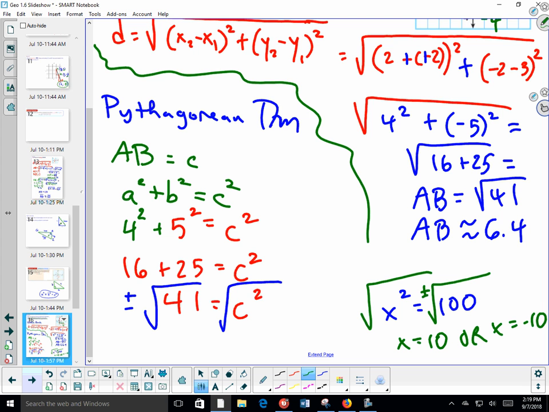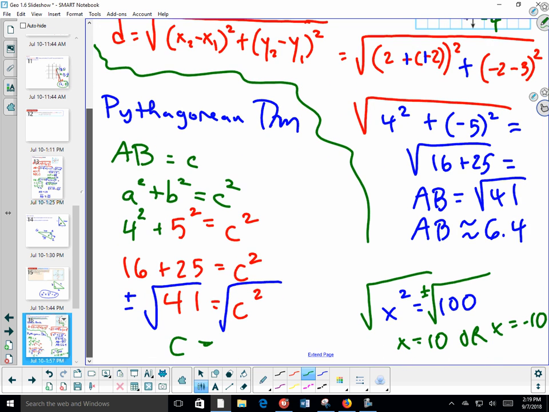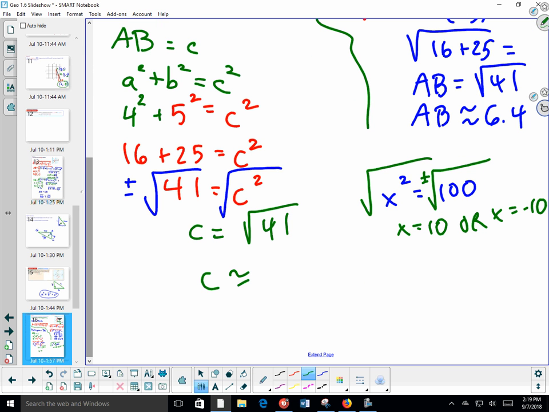All right, so over here, c could technically equal positive square root of 41 or negative square root of 41. But does it make sense to talk about a negative side length of a triangle? No. So for our purposes, we're just going to not worry about that, and we're going to say that c is just equal to square root of 41, which you have to round to the nearest tenth, so c is approximately equal to 6.4.